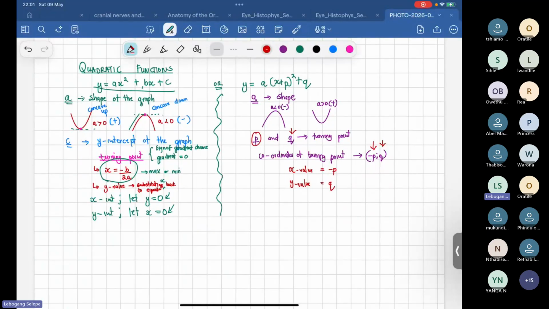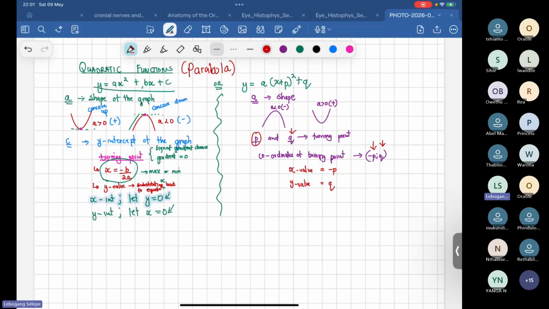What else did I want to say? Yes, this is just generally what you must understand from a quadratic function, which is also known as a parabola, because you'll be required to determine the equation of a parabola, and you'll also be required to use an equation to determine any other point on the graph or for anything else.